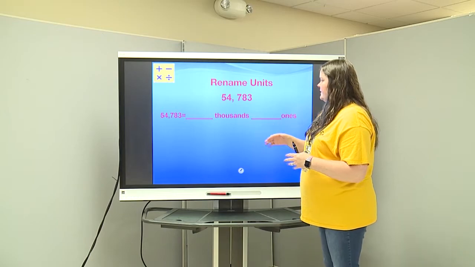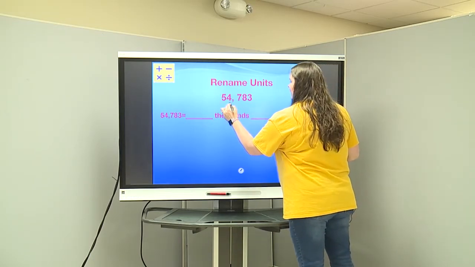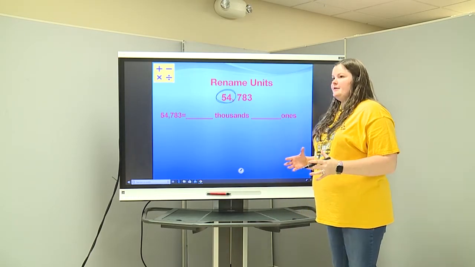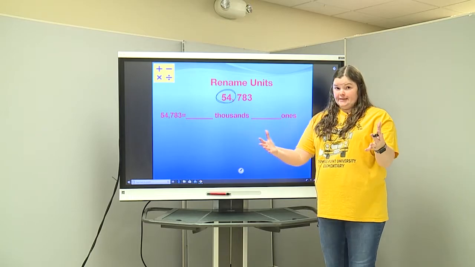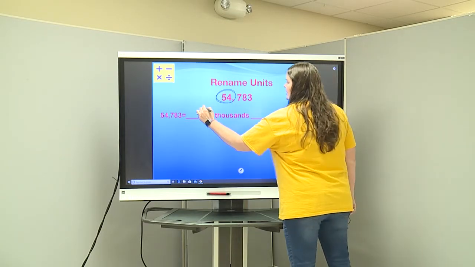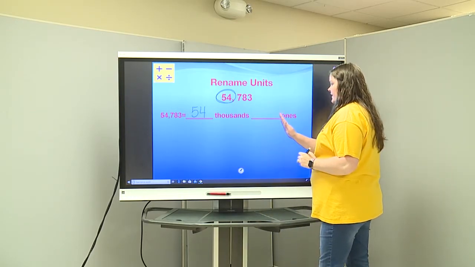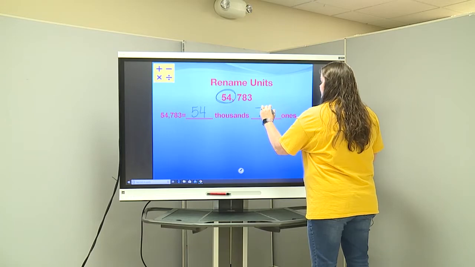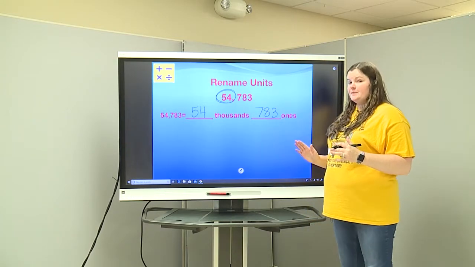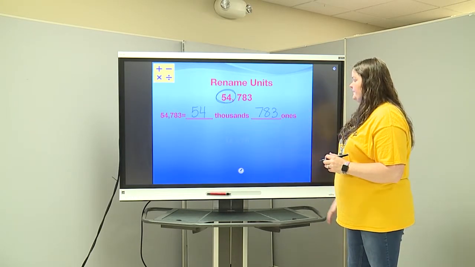So if we were talking about 54,783, I would look at what's in front of that comma. Those particular digits are going to be the thousands. So in this particular number, I would have 54 thousands, then I would have 783 ones. So again, we just broke it down as the thousands base units and the ones.